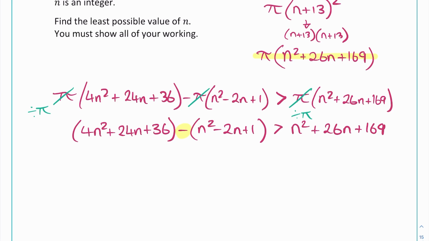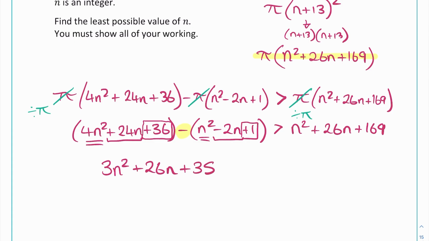So not too bad, but we've got 4n squared take away n squared, so we get 3n squared. We've got plus 24n take away negative 2n. When you take away a negative, we're going to be adding the 2n, so plus 26n. And then we've also got this plus 36 take away the plus 1, so that'd be plus 35. And that is now greater than n squared plus 26n plus 169.